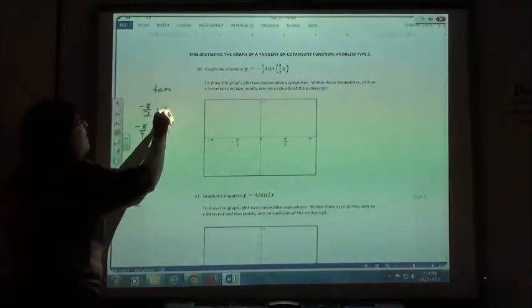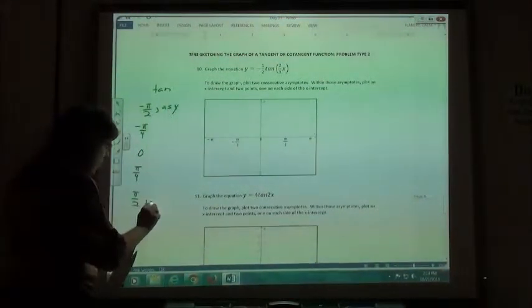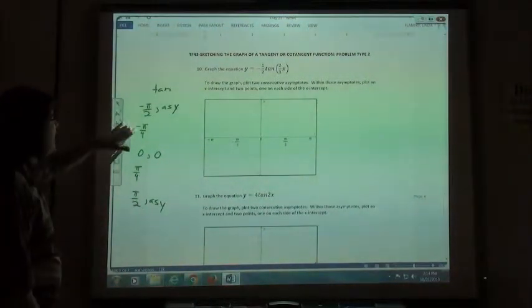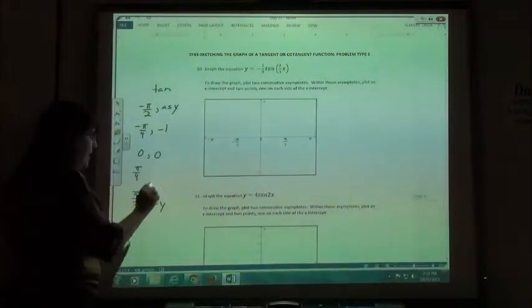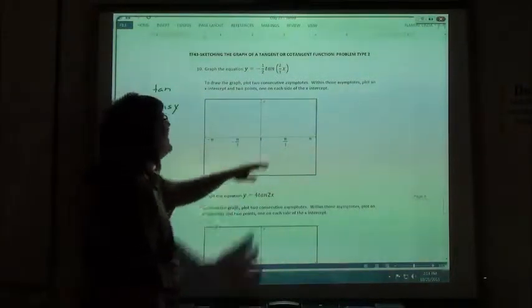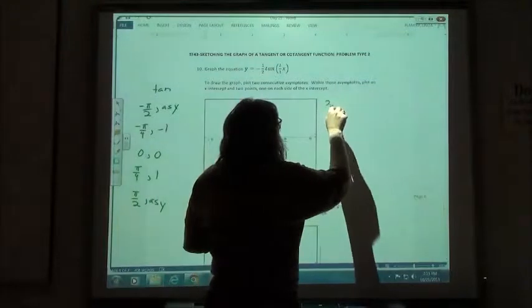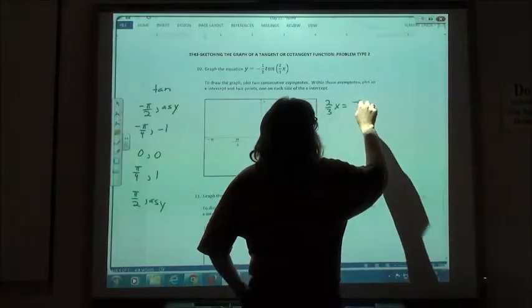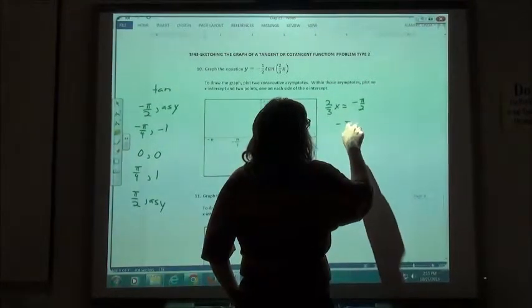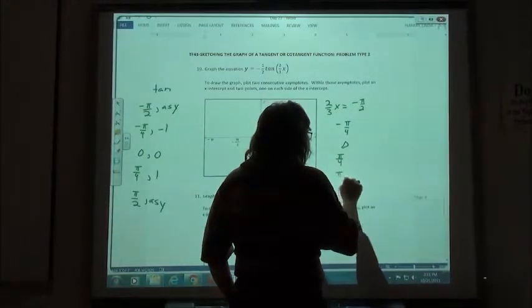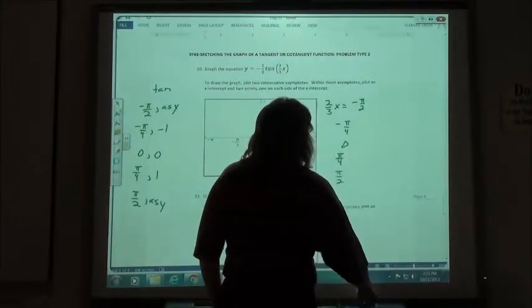With my tangent graph and my cotangent graph, I'm going to start and end with my asymptotes. 0 is going to be in the middle. For my tangent graph, I'm going to start in the negative, end in the positive. Unless we start with a negative up there. We'll get to that. So, again, we take the part in the parentheses, the 2/3 x, set them each to our x values here, -pi/2, -pi/4, 0, pi/4, and pi/2. And then we have to solve.